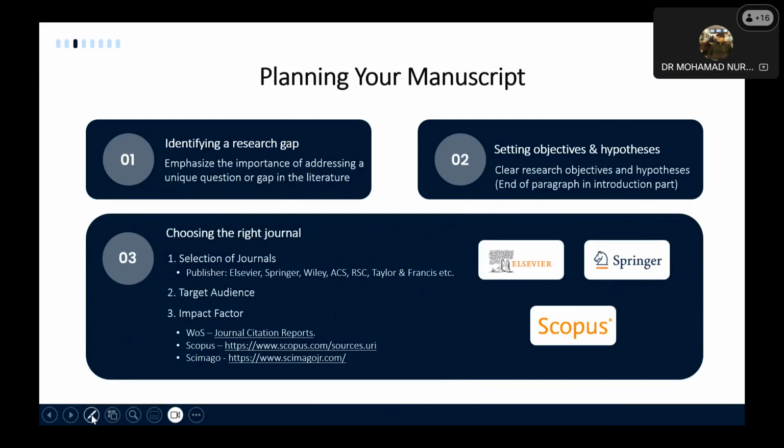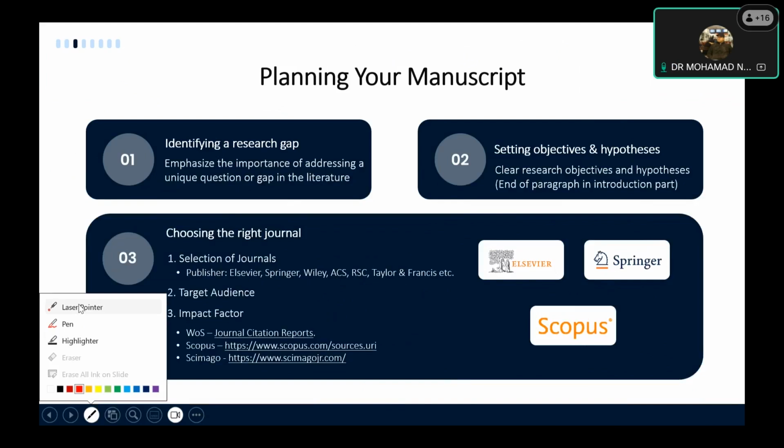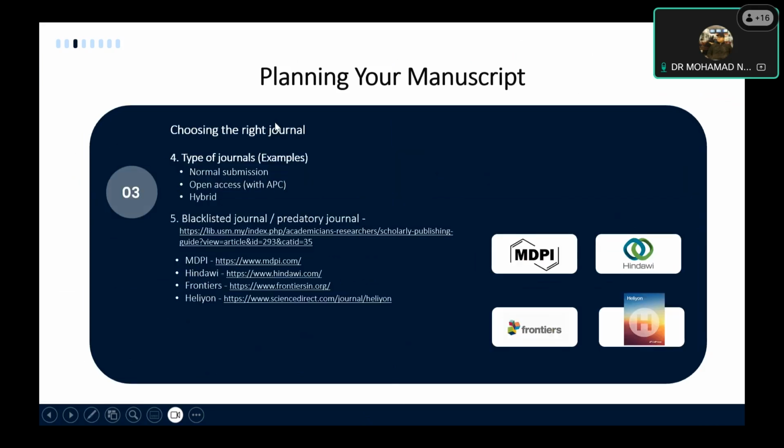Next, Scimago is the general one, but normally I'm not using Scimago, because Scimago is more general, as it compiles all the journals that exist in the world. Okay, so the fourth one is choosing the right journals.